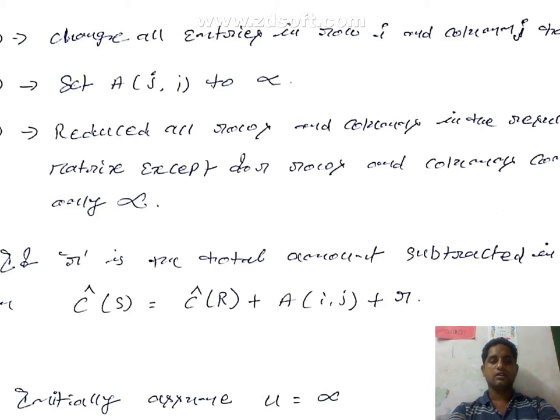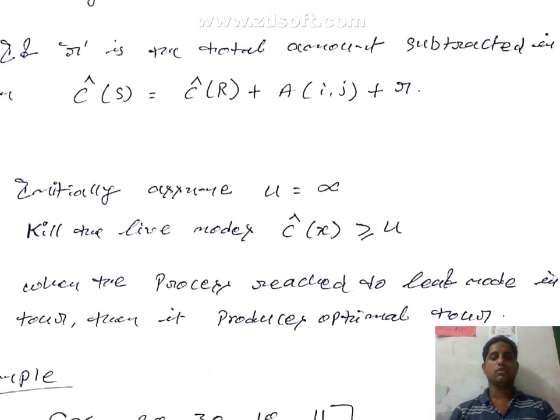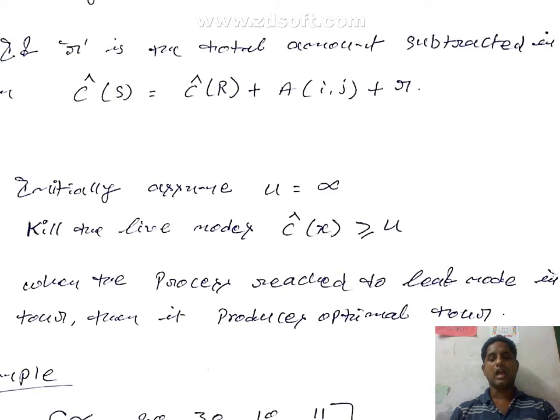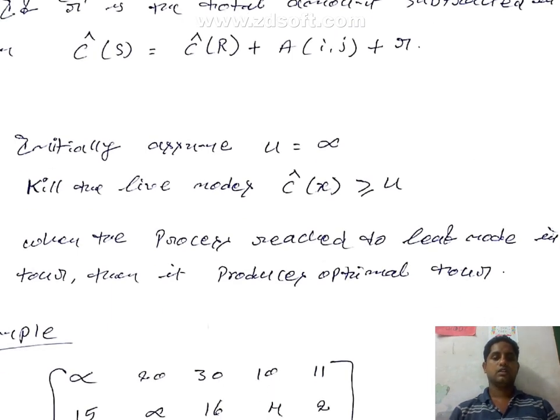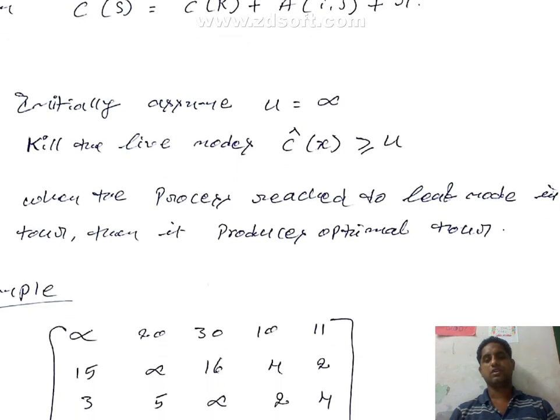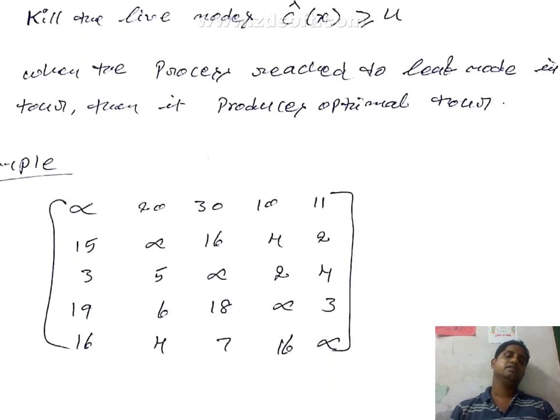If r is the total amount subtracted in step 1, then C cap of S equals C cap of R plus A of i comma j plus r. Initially assume U equal to infinity and kill the live nodes with C cap of X greater than or equal to U. When the process reaches a leaf node, the upper bound will be reduced to produce the optimal solution. Okay, here is an example.